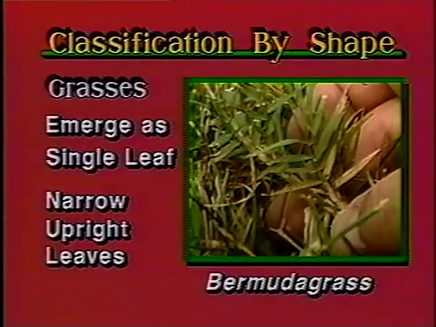Weeds are classified not only by life cycle, but also by their shapes. Most weeds are either grasses, broadleaves, or sedges. Grasses have a single leaf as they emerge from seed. They have narrow, upright leaves. Nimbleweed and Bermuda grass in a bluegrass lawn are examples.